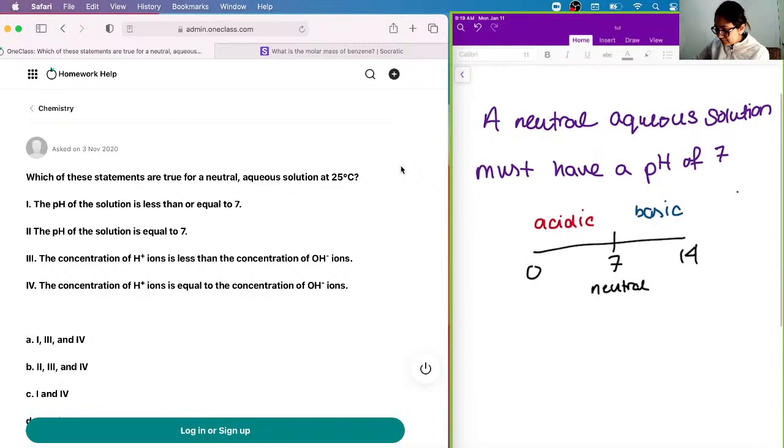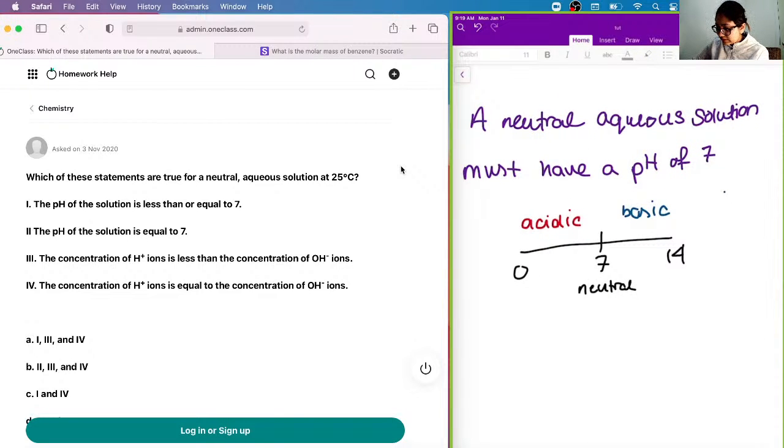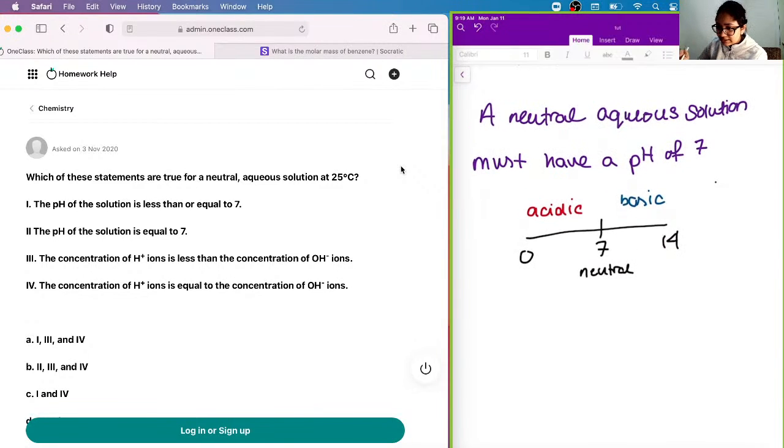And so for any neutral solutions, they must have a pH of 7. So this is like water. Water has a pH of 7 because it's neutral. And basically, if the pH is less than 7, then the aqueous solution is acidic. That's one of the true statements. Thus, one of the true statements is that the pH of the solution is equal to 7, right? And so it's number 2.